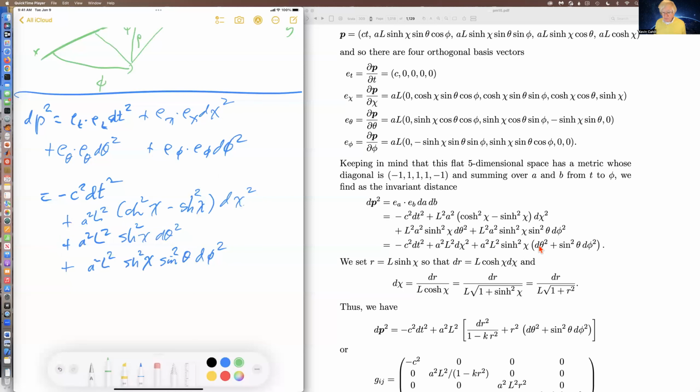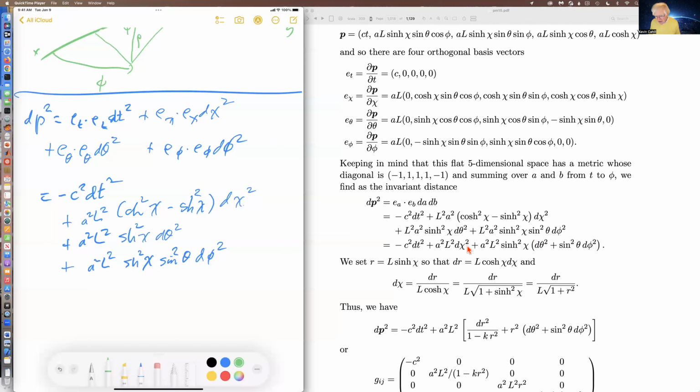What you do is you combine this sinh squared. There's a sinh squared term, and so you combine the d theta squared with sine squared theta d phi squared. That's what you do. And then cosh squared minus sinh squared is 1. So this gives us this term, and then you have that term. So that's what you've got in terms of chi, theta, and phi.